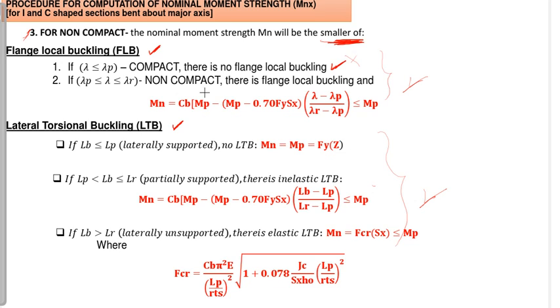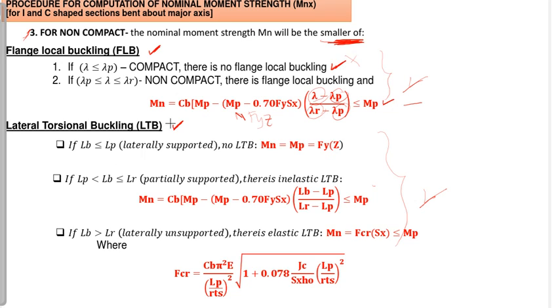Okay? So pag non-compact naman, meron tayong flange local buckling. So ito yung gagamitin nating equation to solve for the nominal moment, MN. Okay? So, MP is equal to FYZ pa rin siya. Okay? So, alam yung pagkuha ng mga values ng variables na yan, substitute nyo lang yan, makukuha natin yung value ng MN. Okay, yun yung unang i-check ninyo.